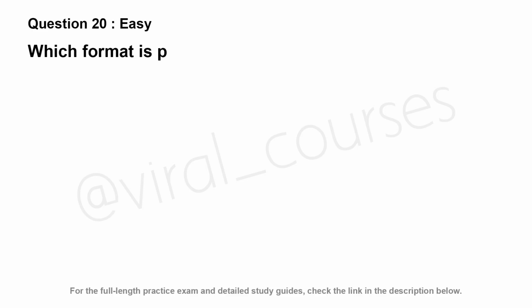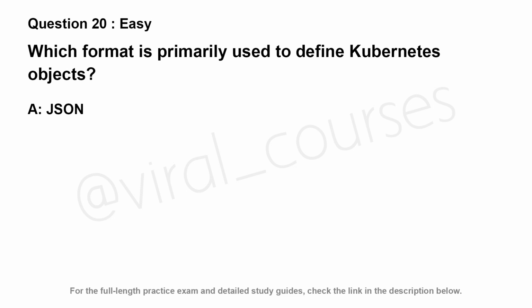Which format is primarily used to define Kubernetes objects? Option A, JSON. Option B, XML. Option C, YAML. Option D, CSV.